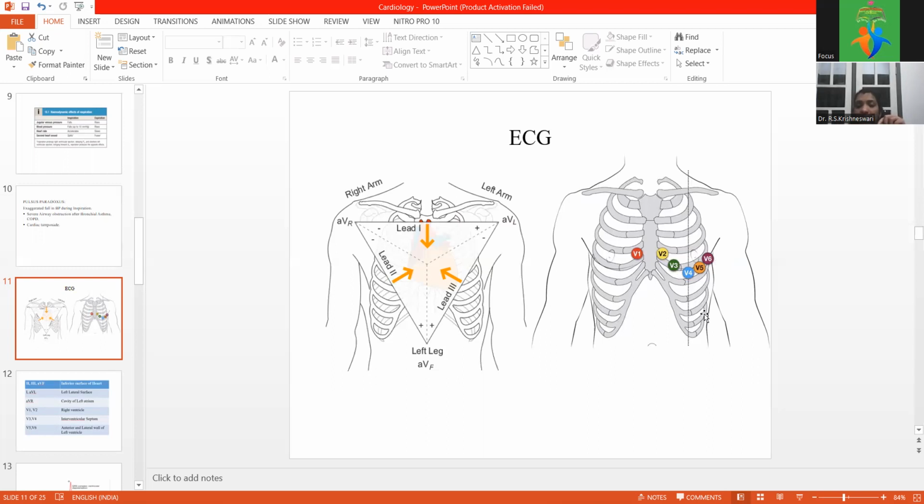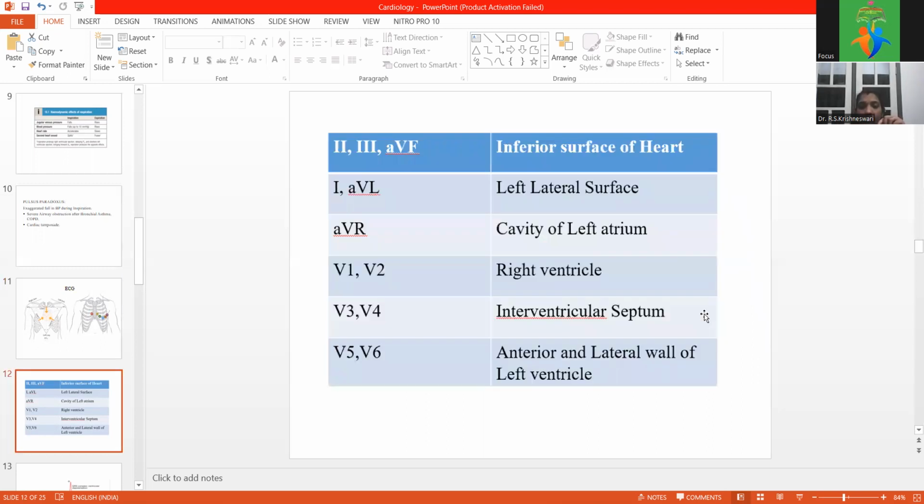From the figure itself you can see, and for better understanding, I have put this slide. Lead 1 and AVL see the left lateral surface. Lead 2, 3 and AVF see the inferior surface of the heart. AVR sees the cavity of the left atrium. V1 and V2 see the right ventricle. V3 and V4, the ventricular septum. V5 and V6, anterior and lateral wall of the left ventricle.